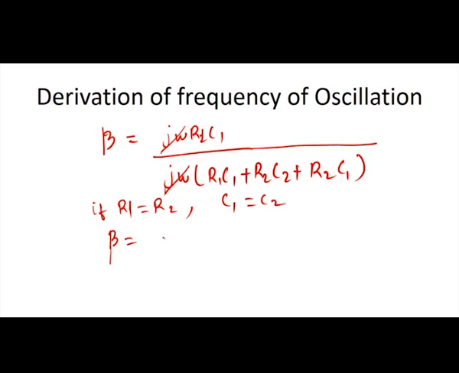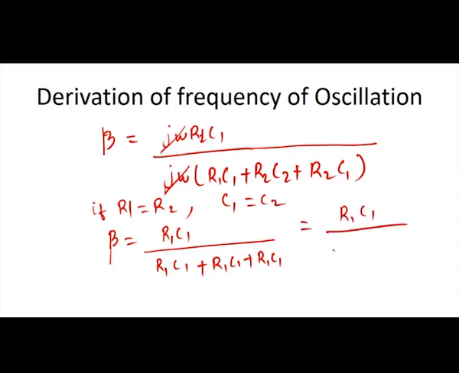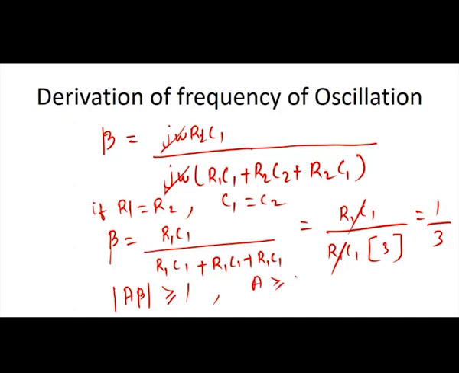So beta is equal to, if you make this R2 as R1, R1 C1 divided by R1 C1 plus R1 C1 plus R1 C1. So you will have R1 C1 as common in the denominator, and you have only 1 by 3. This is your beta, and the Barkhausen criterion says that the magnitude of A beta must be greater than or equal to 1. Since beta is 1 by 3, if you want this product to be greater than or equal to 1, then A must be greater than or equal to 3.